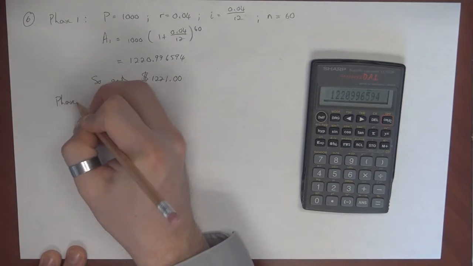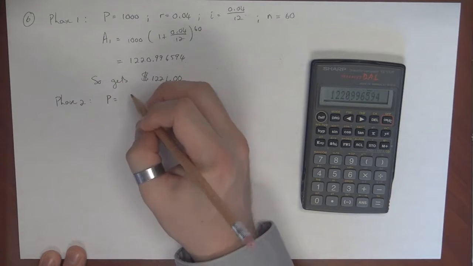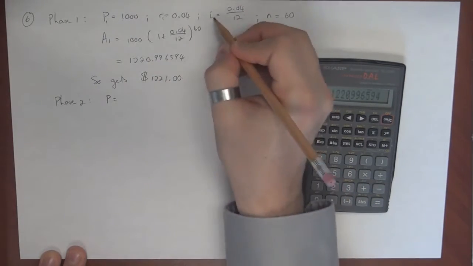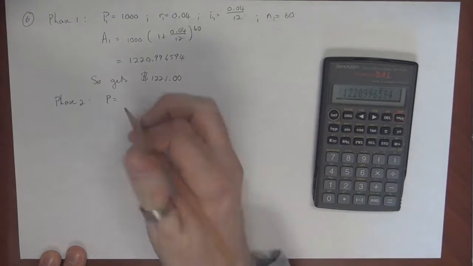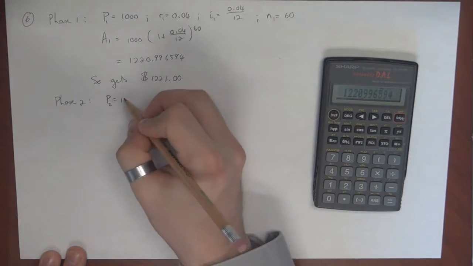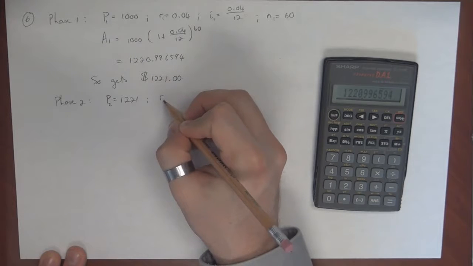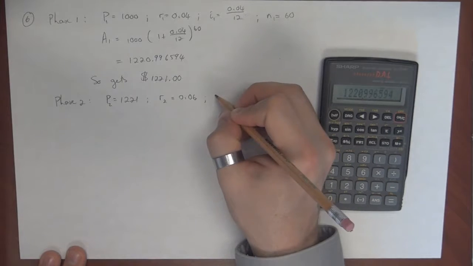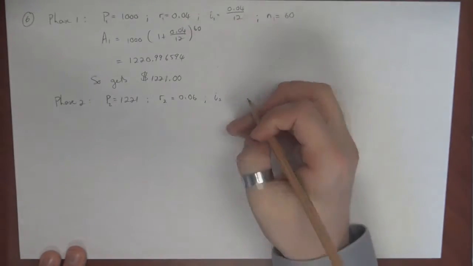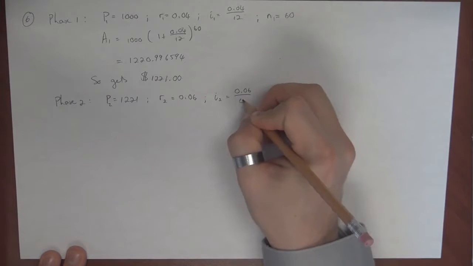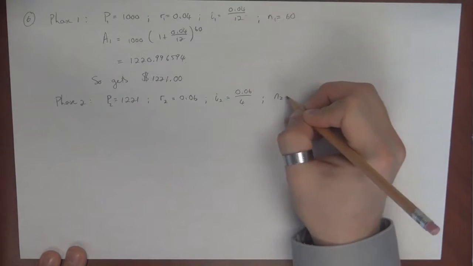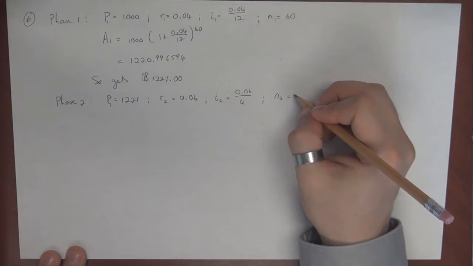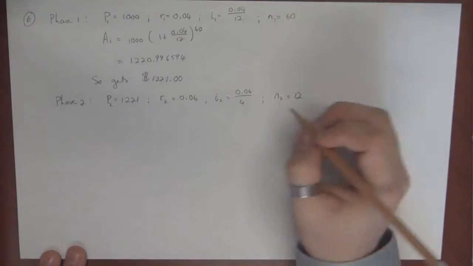Now in phase 2, I start with, let's call this P1 and R1, I1, and N1 for phase 1. My second starting amount is now this 1221. My interest rate for the second phase is 6%. Yes, I have to adjust that to a quarterly interest rate, and the number of quarters of a year, 4 times 3, I have 3 years, so that is a 12.